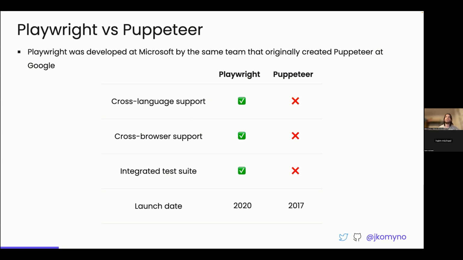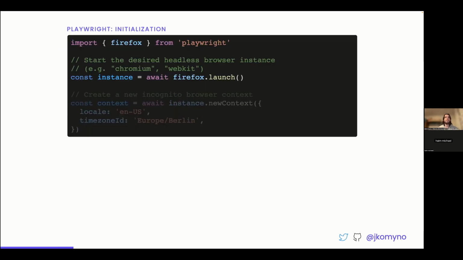It's cross-browser. You can use Firefox, Chrome, and WebKit, and it supports fancy methods for integration testing and end-to-end testing, like allowing you to wait for a certain event to happen without having to resort to weird set-timeout hooks. And it's also more recent. It's from 2020. So let's start immediately by looking at how it works in practice.